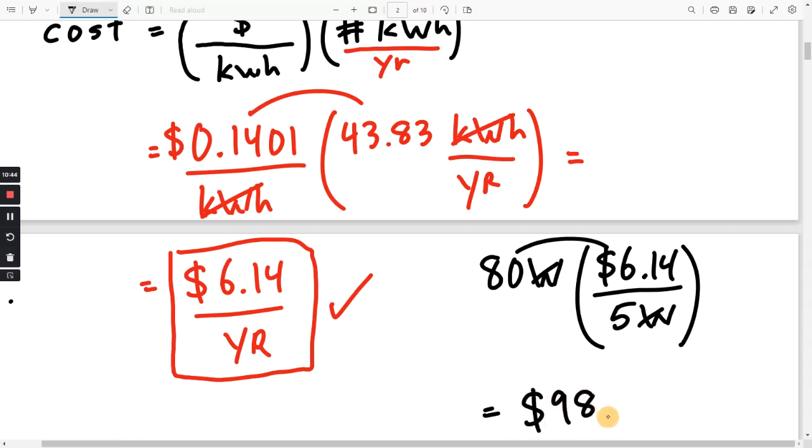So at the going rate, the price to run a certain wattage for the whole year is going to be a little bit more than the actual wattage itself. Anyhow, this was the final answer for a 5-watt bulb: $6.14 per year.